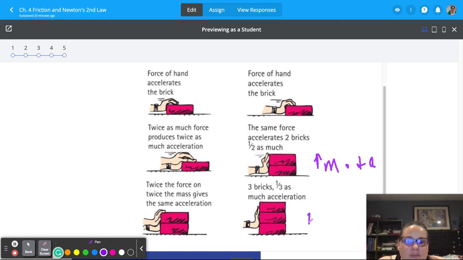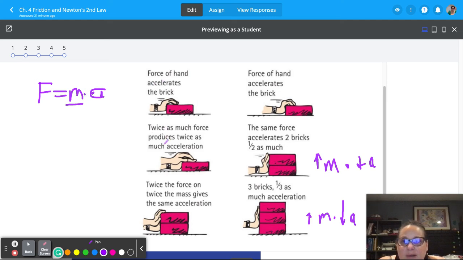If we further increase mass, we further decrease acceleration. So this is showing if I go with the same amount of force and I go 1 brick, 2 bricks, 3 bricks, my acceleration goes to a half and then to a third. If I change the amount of force but leave the mass the same, so mass is constant this time, then we are looking at the relationship between force and acceleration.